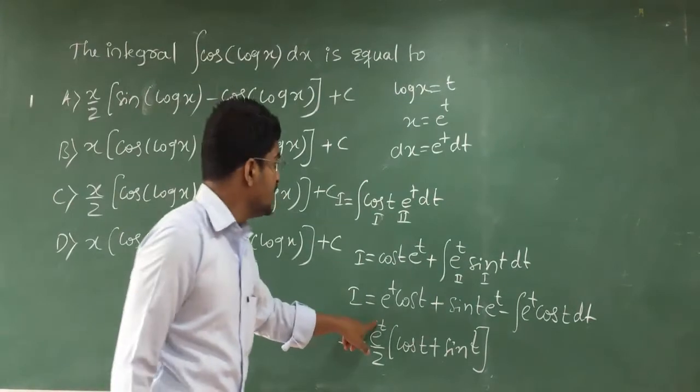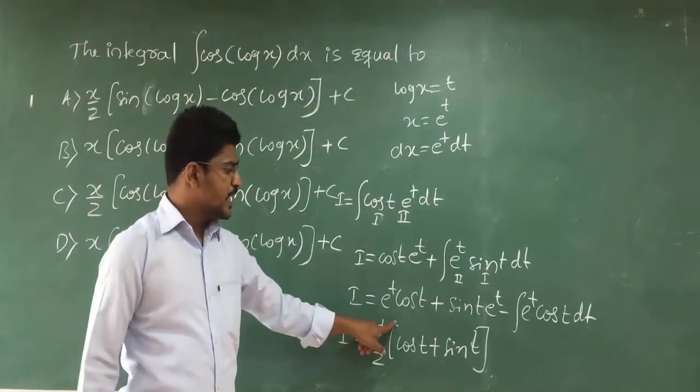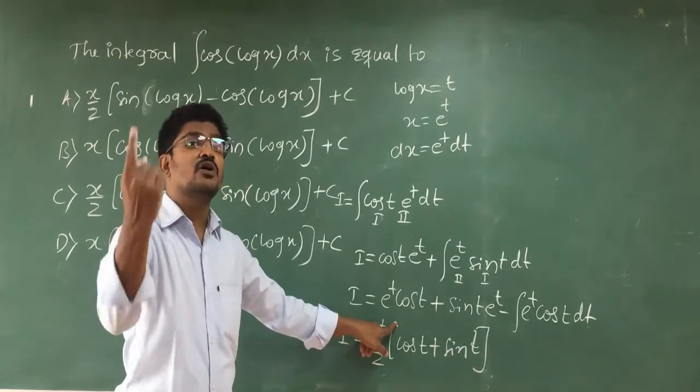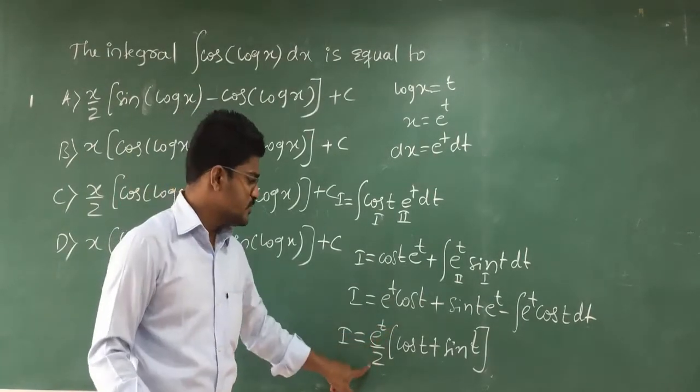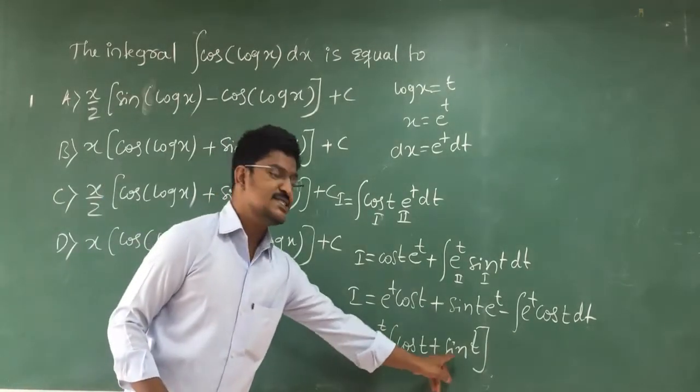Therefore t is what? Log x. T is log x. If I put log x here, e to the power of log x is what? x. So it will be x by 2 into cos of log x plus sin of log x.